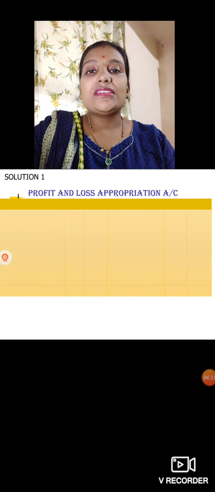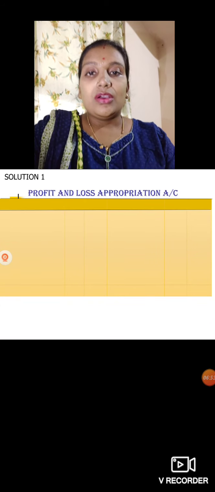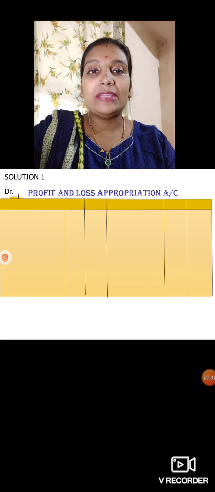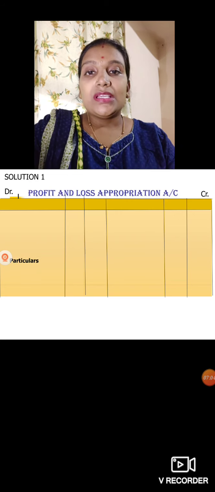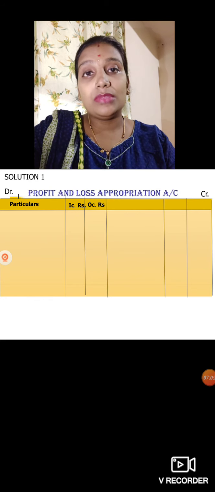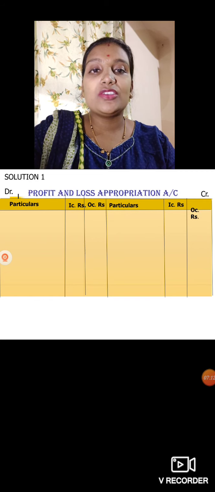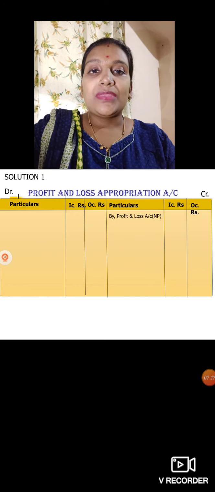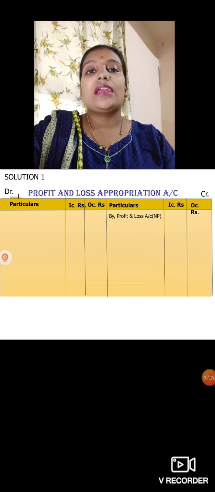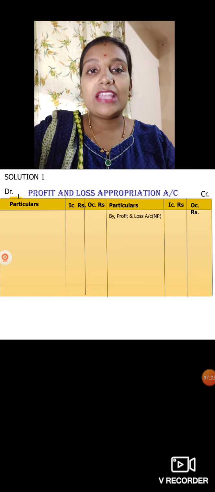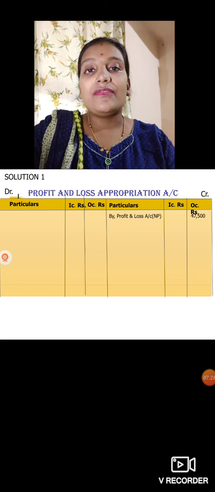Write the title, and we have 3 columns on the debit side and 3 columns on the credit side. Don't forget to write debit and credit. The first column is particulars, then inner column rupees and outer column rupees, and the same on the credit side. On the credit side you should write by profit and loss account. How much profit do we have? 47,500. We write that first here.